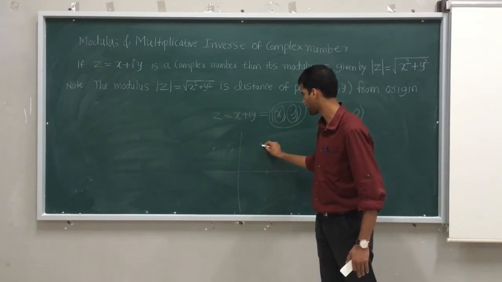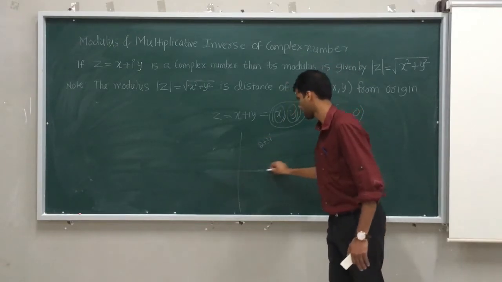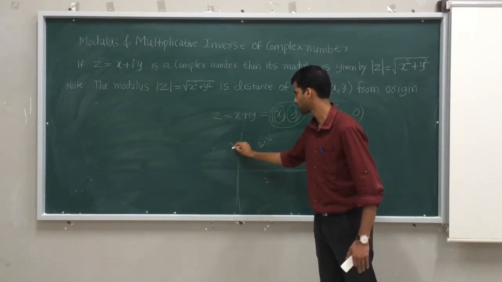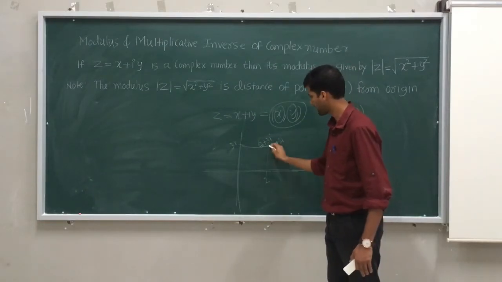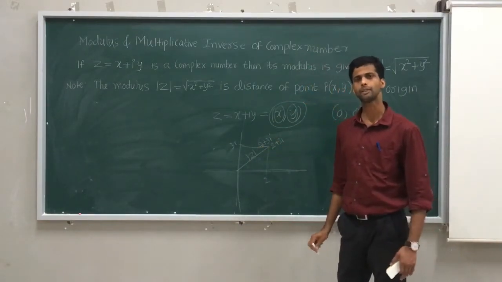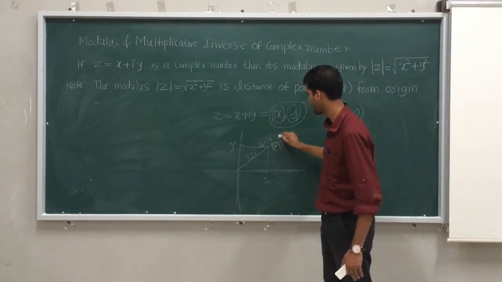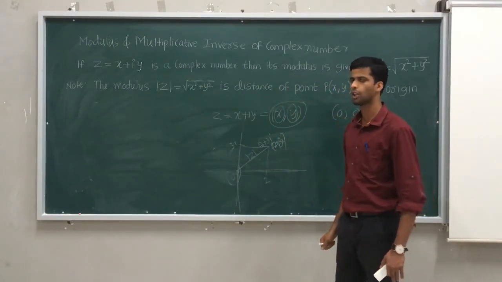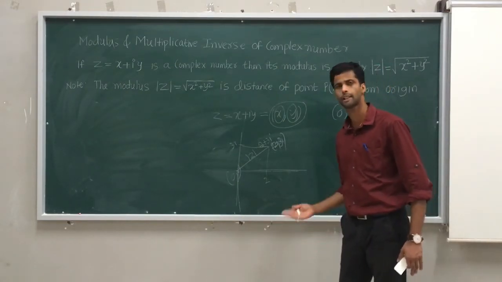Think that you have written 2 plus 3i. Usually the real part will come on the x axis, the imaginary part will come on the y axis. Think that it is 2 and it is 3i. When you join, you will get a point like this, 2 plus 3i. Now if you draw a straight line, this is nothing but the modulus. What it gives you is the distance of the point 2, 3 from the origin. So that is the speciality of modulus in a complex number. Indirectly, modulus gives you the distance between the origin and the end point.